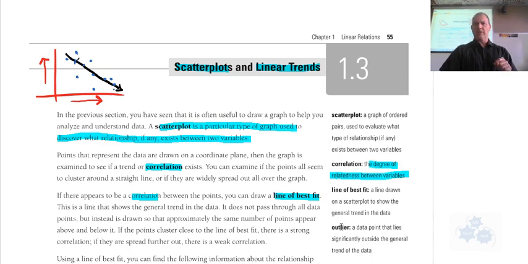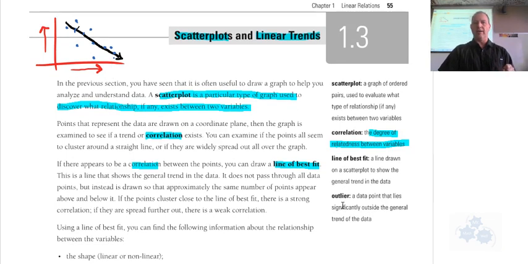The final thing on this page that I'll tell you about is called an outlier. Has anybody heard that word before? An outlier? Maybe? Okay. So an outlier is a point that lies significantly outside the general trend of the data. So it's kind of like an aberration, or a one-off. It's like, oh, that doesn't really belong with the rest.